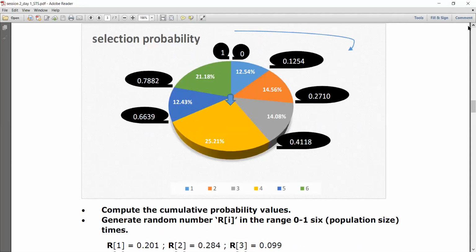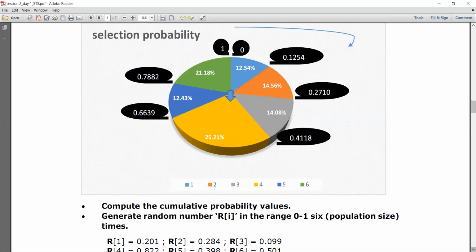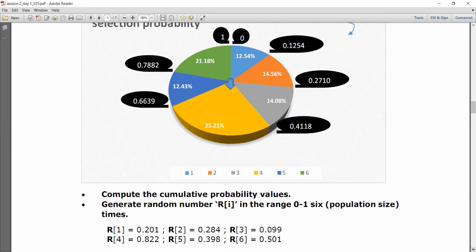Am I right? Look at the cumulative values. Where can you fit that 0.284 random number here? Only between 0.2710 and 0.4118. Naturally, it will fall into that gray area, which is now the third chromosome. So it is very clear that the third chromosome, the third solution, has won the game now.